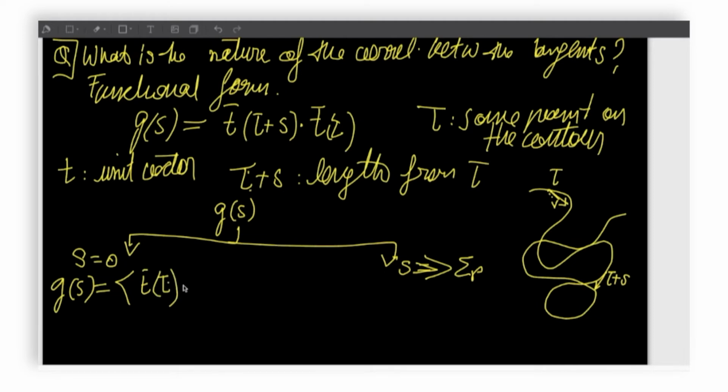So t cap of tau dot product with t cap of s plus tau, averaged for an angle of 0, is nothing but the product of the two magnitudes of the vectors times cos theta. Cos theta of 0 is 1, therefore it is nothing but 1.